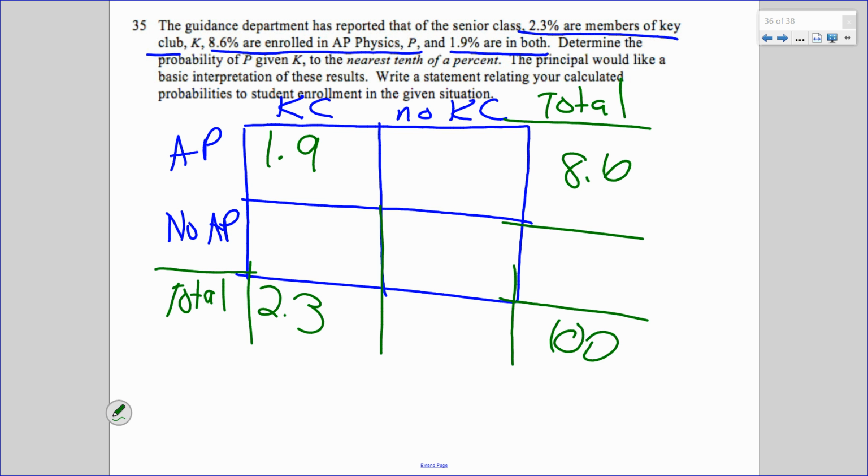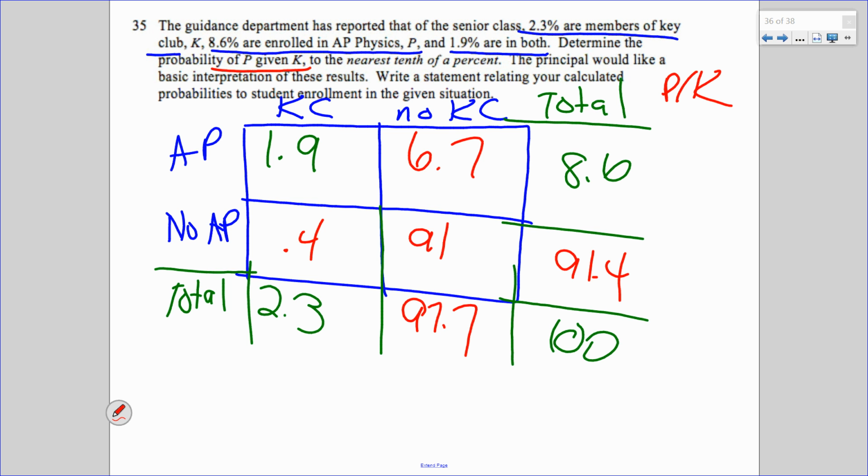Now, at this point, I can fill in the missing values by subtracting. This here is going to be 97.7, 91.4, 6.7, 0.4, and 91. Determine the probability of P given K. So it wants P given K. So the condition comes after the slash. The condition is Key Club. So I circle the row or column as Key Club, and I'm only using those values.